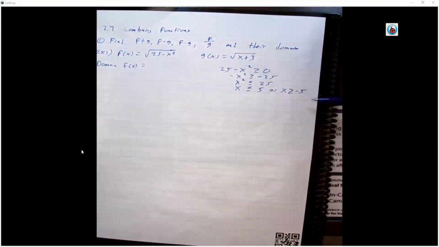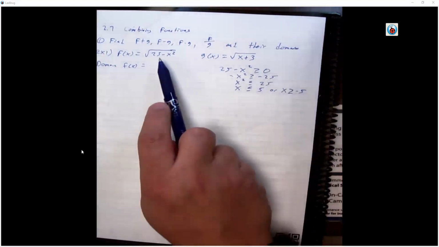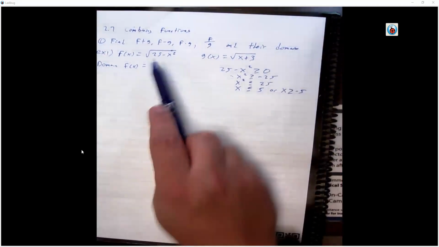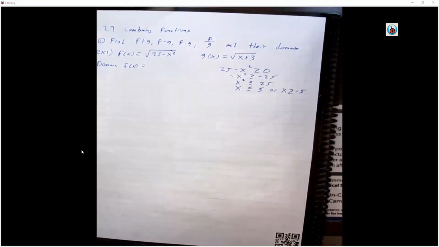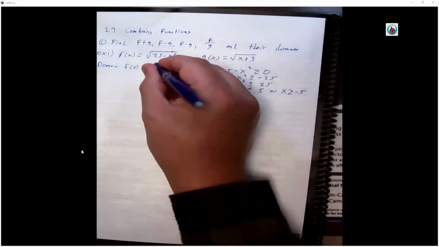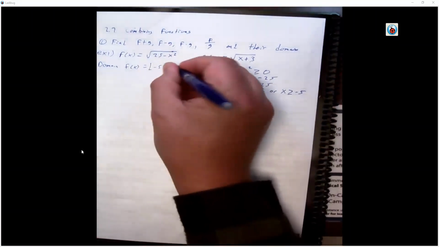If you don't want to do this, you can graph it. It's not a big deal. If you are familiar with this equation, you should see that it's a circle. It's the top half of the circle, meaning it's restricted between -5 and 5. So radius 5. If you didn't see that it was a circle, that's cool, but you'd have to do it this way or graph. So the domain will be -5 to 5.